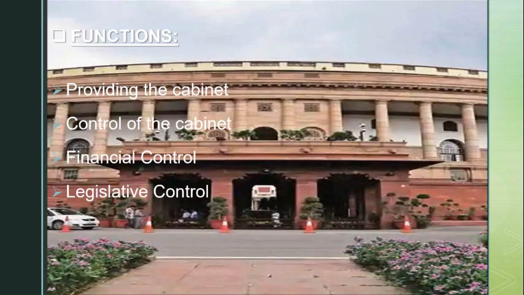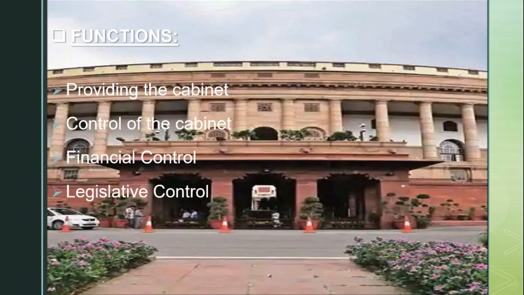So the first function is to provide a cabinet. The cabinet is formed by a group of members of the legislature who command majority in the Lok Sabha. The next function is control over cabinet. As the Parliament provides the ministers, therefore it also holds them responsible to the elected representatives of the people. The Parliament can also remove the cabinet out of power, can reject a budget proposal or any other bill brought by the cabinet.